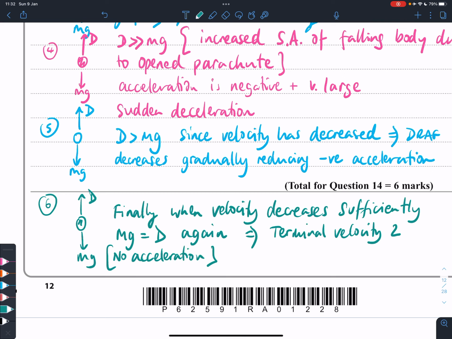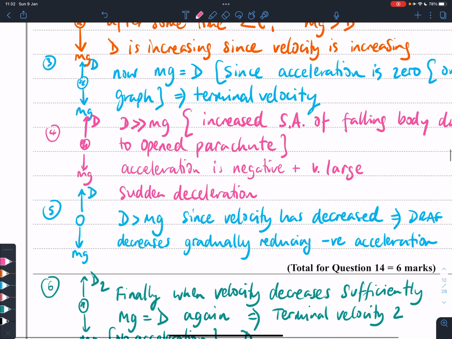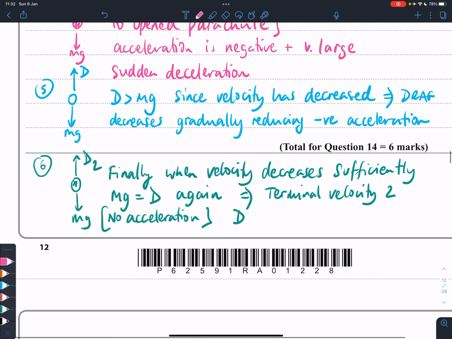And the interesting thing, they're not really asking for this, but the drag force at terminal velocity, let's call this D2, and let's call this one D1. D2 is equal to D1. Must be, because it's equal to the weight, mg. The only downward force, which is the only force that needs to be balanced by the upward force, the drag, is the weight. So the terminal velocities are different, but the drag forces are the same.